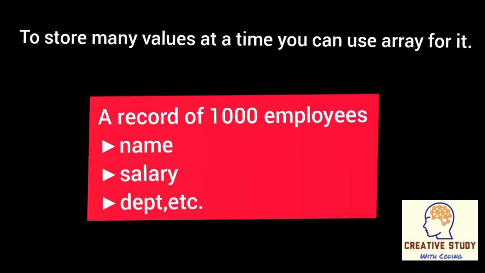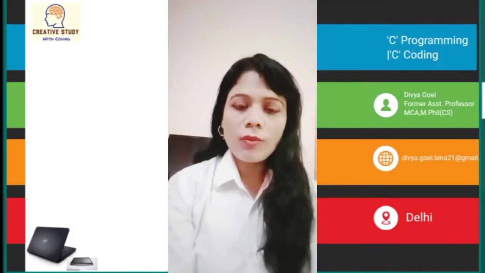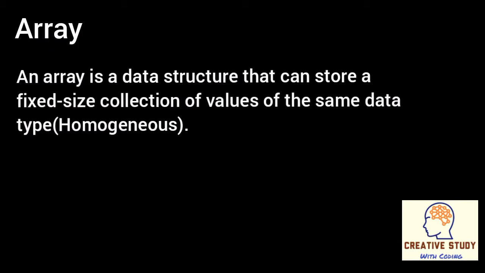As you can see in the examples, we are gonna store multiple values at a time. For this, we'll use array. In this video, we'll learn array. Now let's see what is an array. An array is a data structure that can store a fixed size collection of values of the same data type. That is, it contains homogeneous data type.